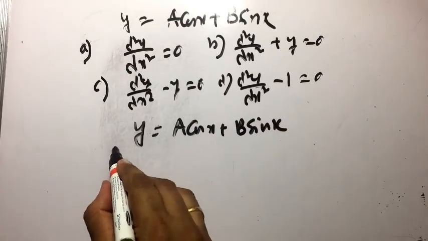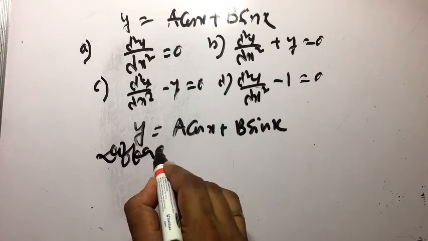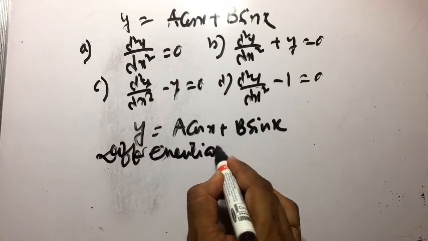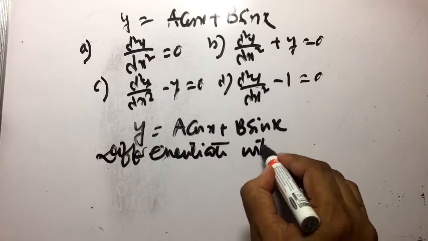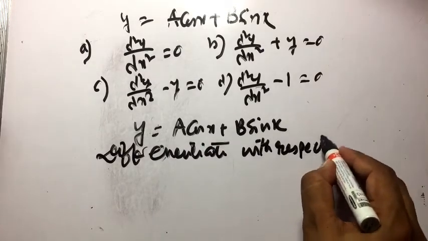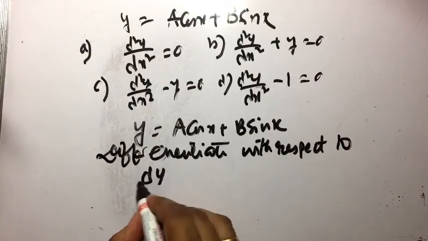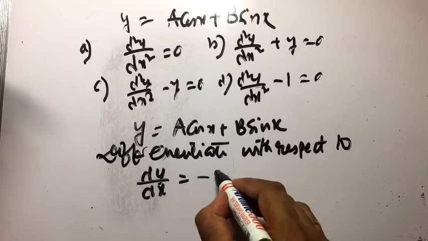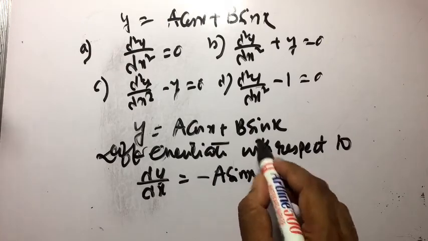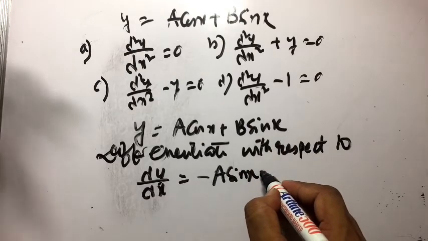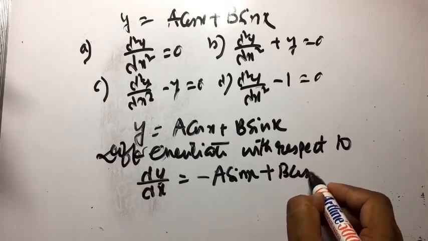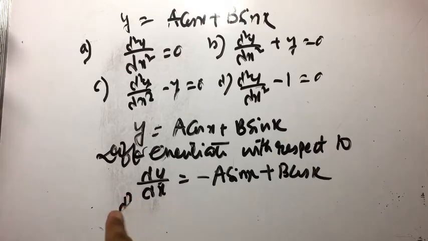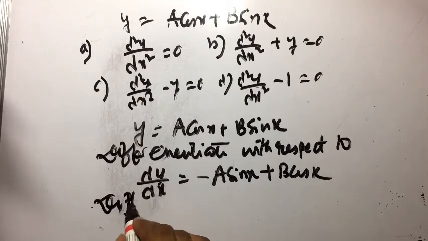Now differentiate with respect to x. dy by dx equal to minus a sin x, and b sin x means b cos x. Now we can perform differentiation again, differentiate with respect to x again.